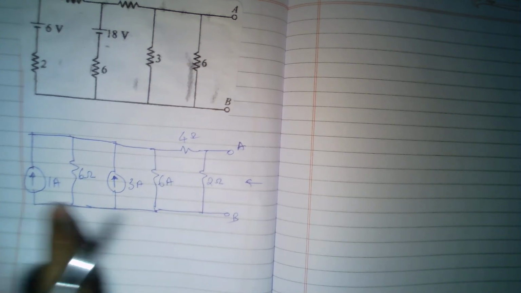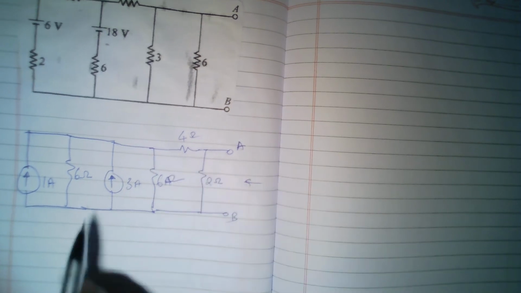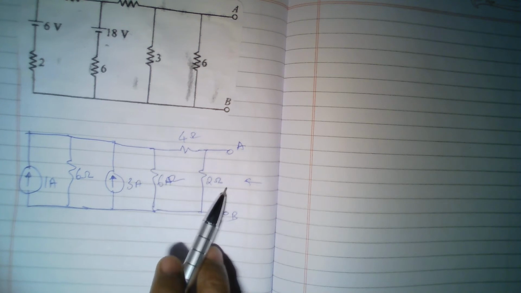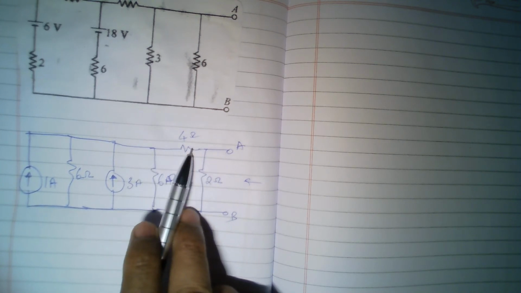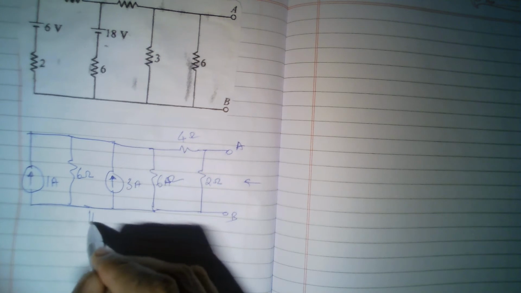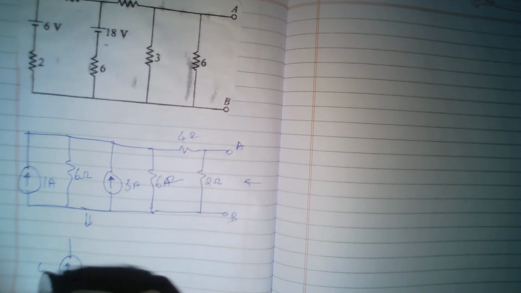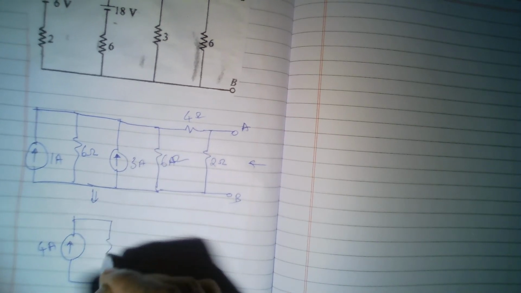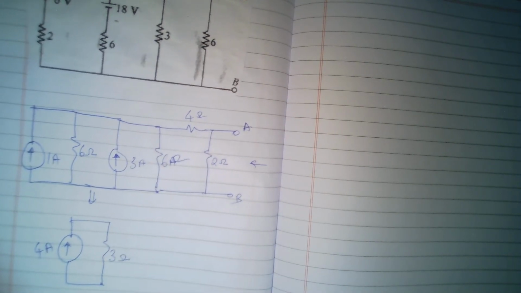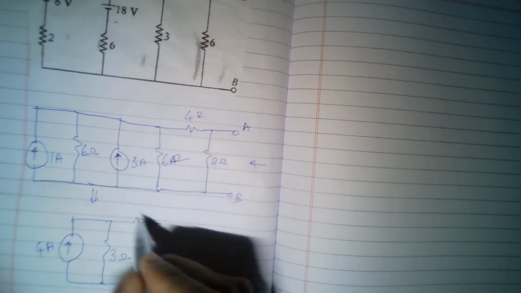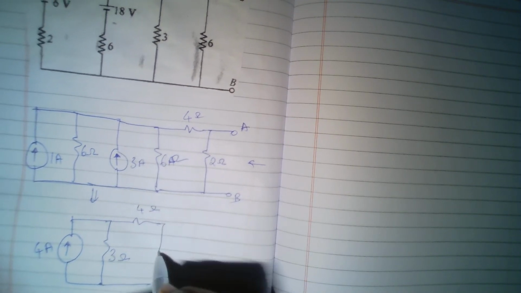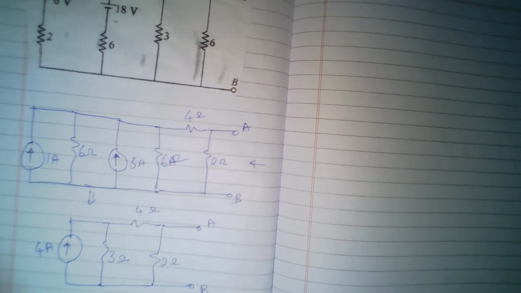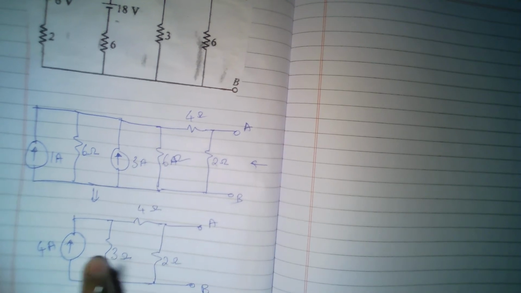So this can be added to 4 amperes. This is 6 ohms. Now 6 and 6 are in parallel, but 6 and 2 are not in parallel because in between this 4 is coming and disturbing. So this can be replaced with the 4 ampere current source in parallel with the 3 ohms resistance, and then here 4 ohms and here 2 ohms, and finally I have the terminals A and B. So now again you got the idea what I can do.